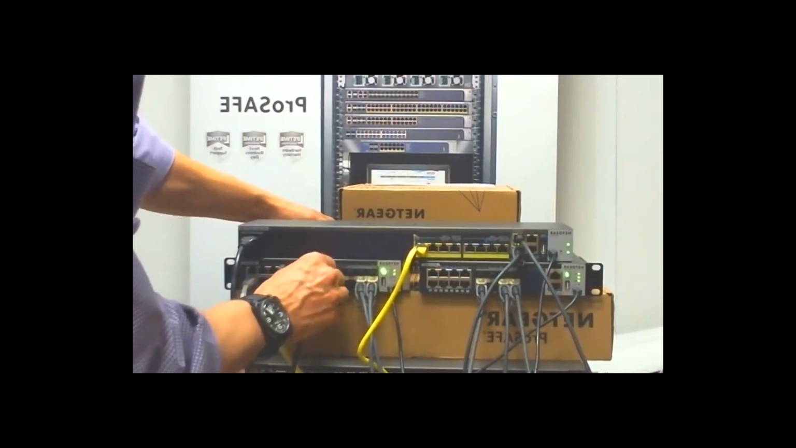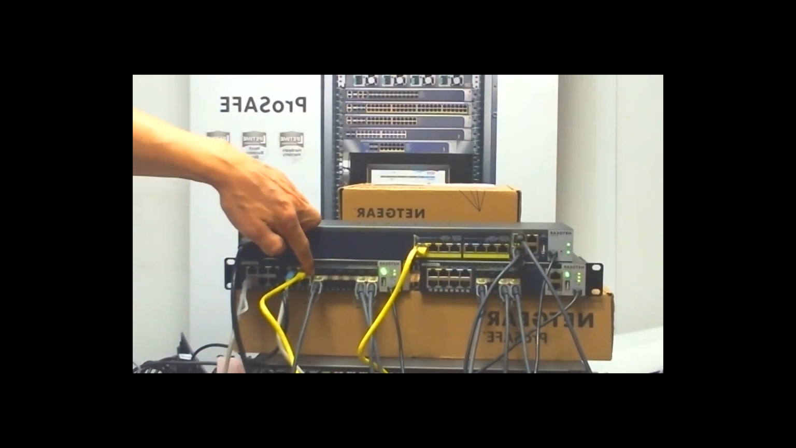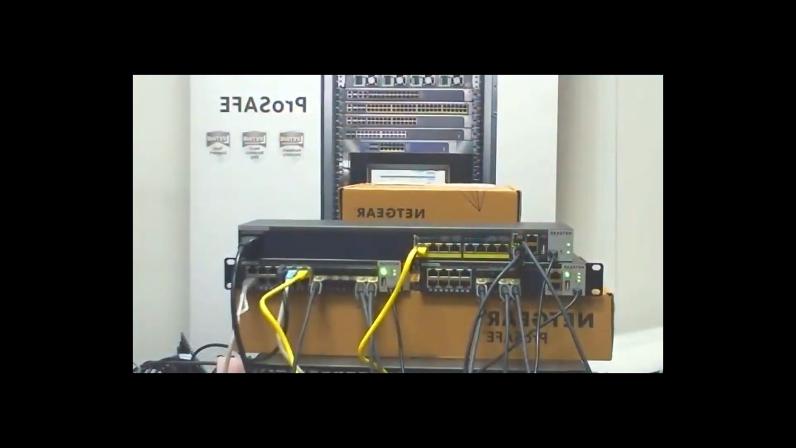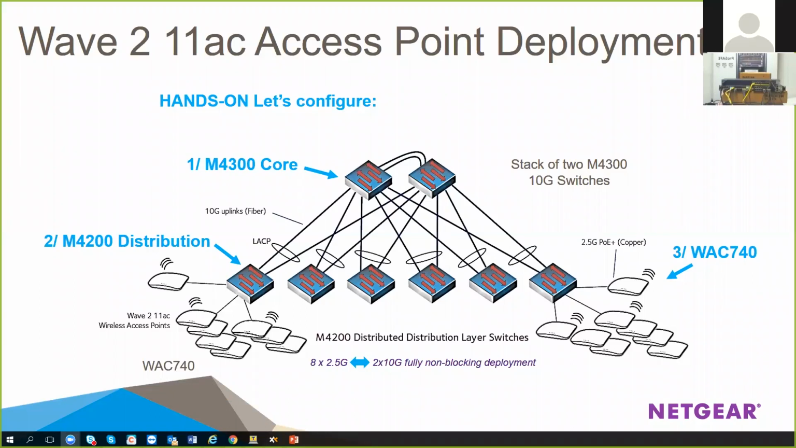This way. Okay. So, a quick verification. We have lights now on both ports on the top, and we have the link for the link aggregation going okay. So we just connected the M4200 on the left-hand side here to the M4300 stacking core in a very redundant fashion.